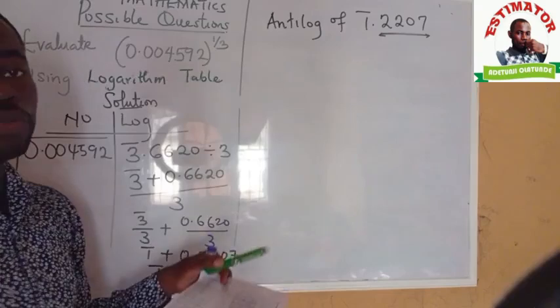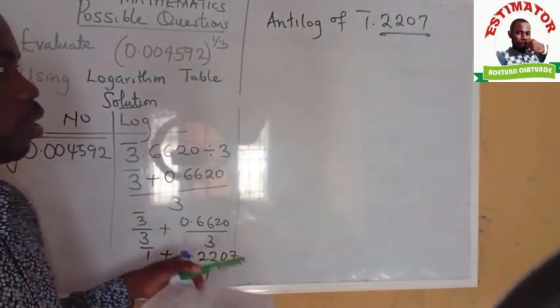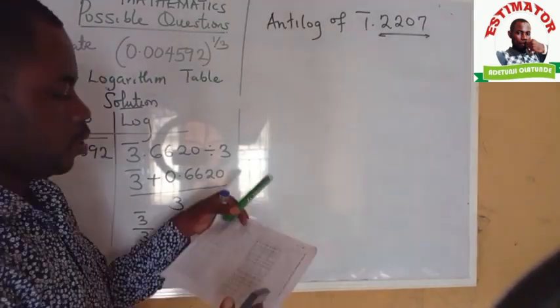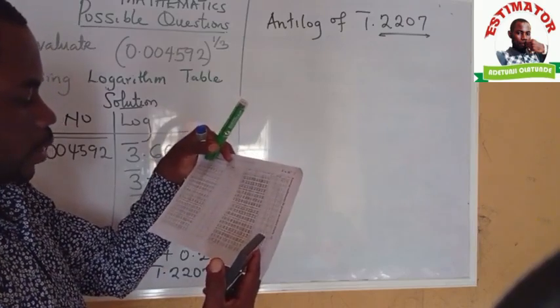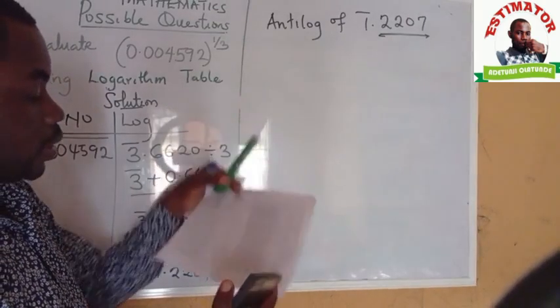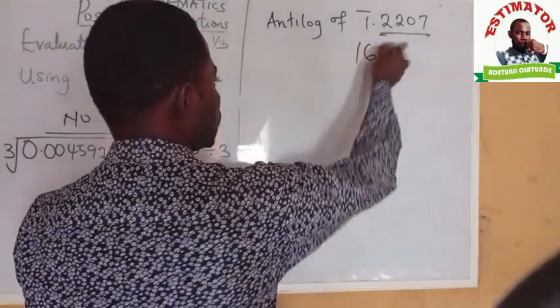You check your own and put your answer in the comment box. I'll wait for you for just few seconds. 22 under 0, difference 7. So on my own now, I'm checking. I have 1, 6, 6, 3. When I put everything together, I have 1, 6, 6, 3.